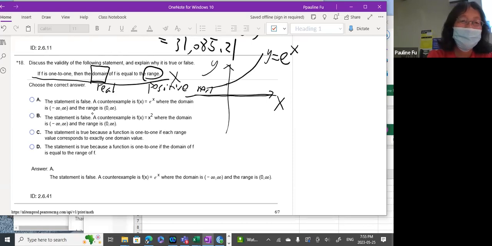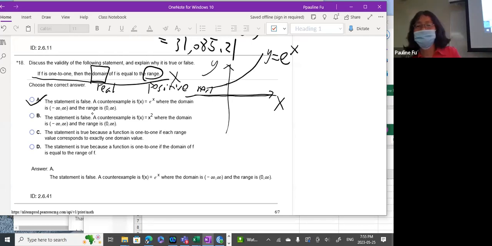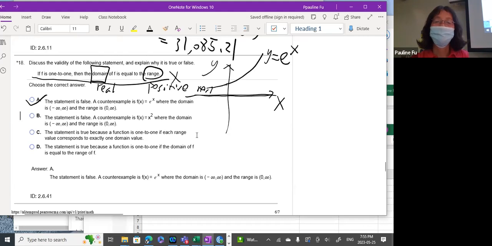Okay, so the correct answer is A. This is a multiple choice question. A counter example is y equal to e raised to power x. Questions?